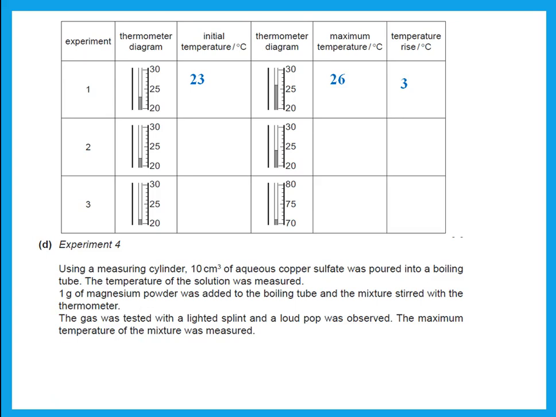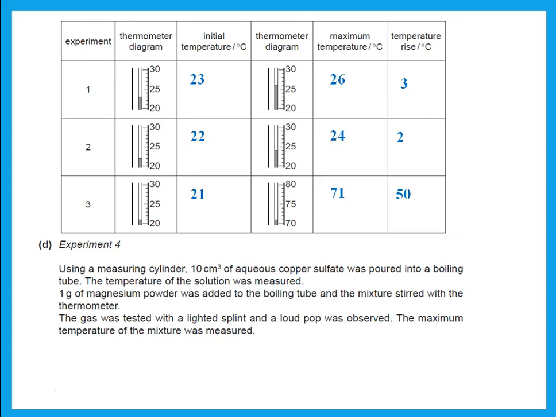Remember again, when you're filling out a table like this, you do not put the units inside the table because already the unit is at the top. So you don't write 23 degrees Celsius, 26 degrees Celsius. No, the unit is already at the top. Here, this is starting at 22, ending at 24, so the difference is 2. This starts at 21, ends at 71, so the difference is 50.